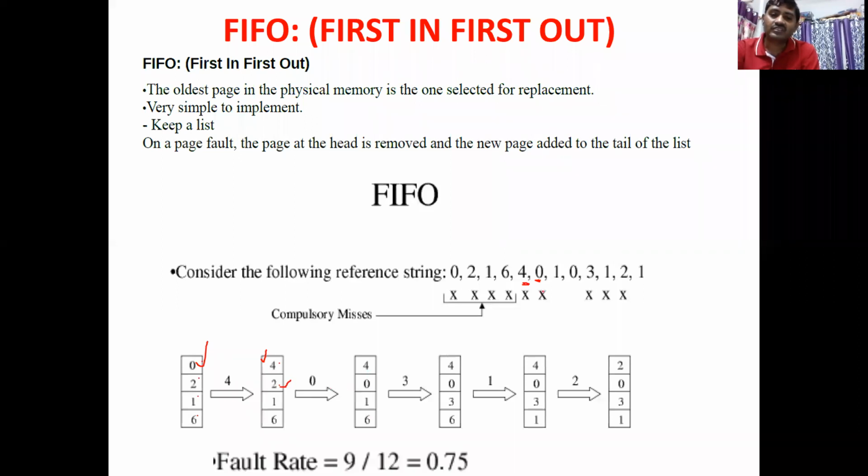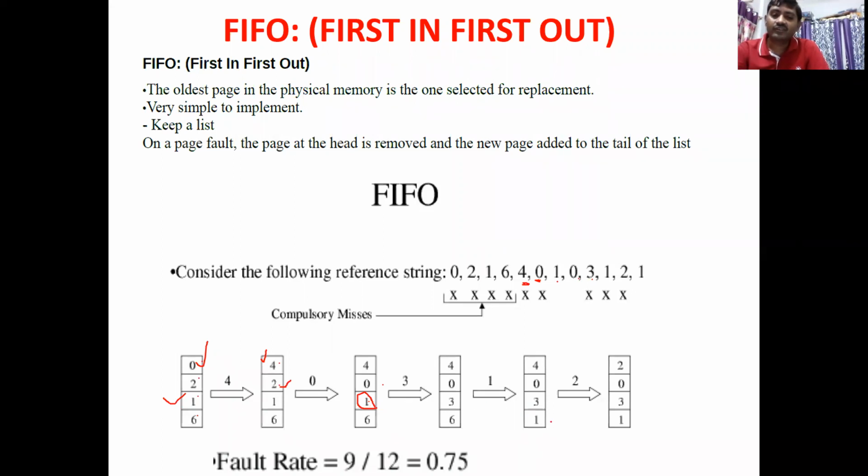4 0 1 6. So 1 is there, so it is called a hit. Next 0. 0 is there, it is called a hit, right? Next 3 has to be entered. So to enter 3, the first one in, generally we say is 6, right? But page 1 is here, which has been carried from the first. This is the first in, even though you referred to it very early, in a very previous state. It entered first when compared with 6. So that is removed, right?